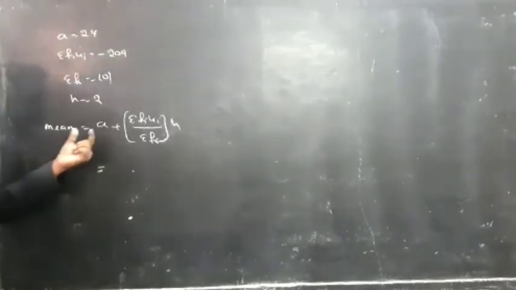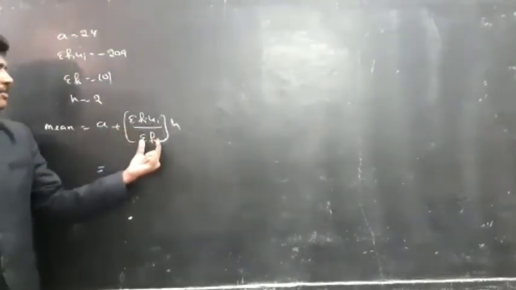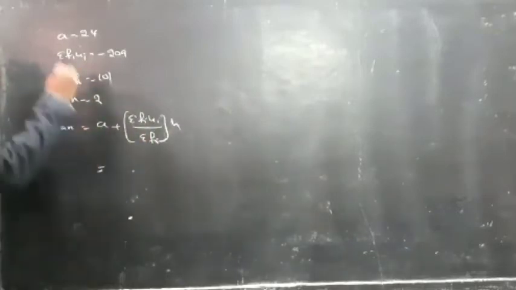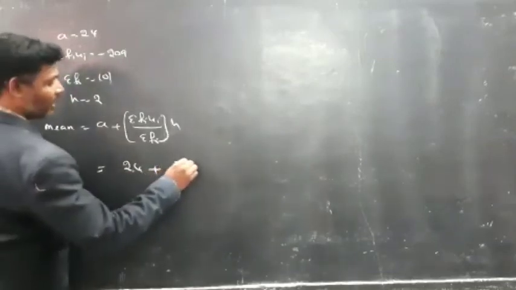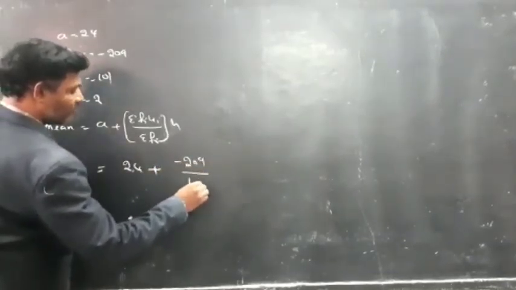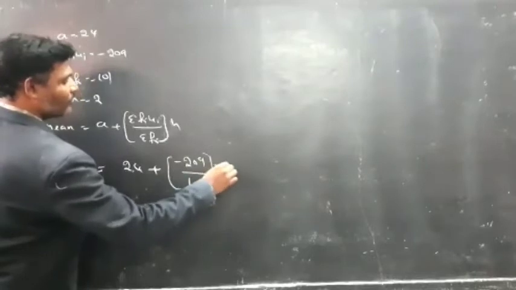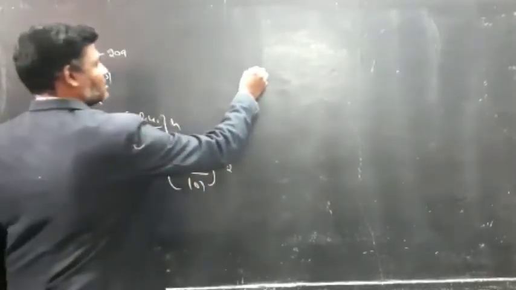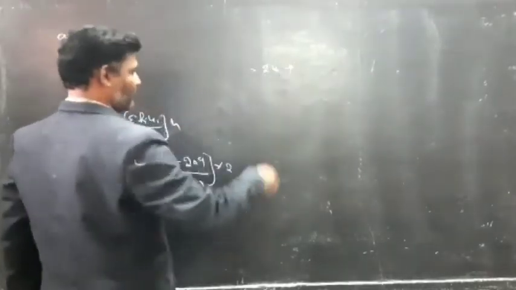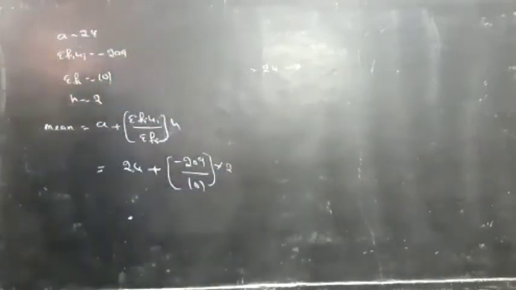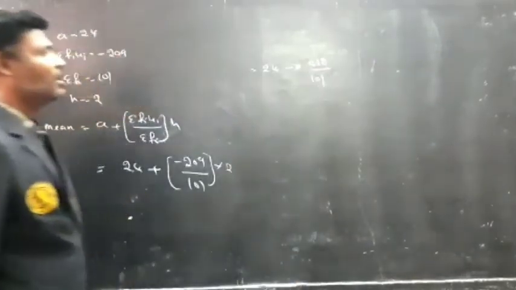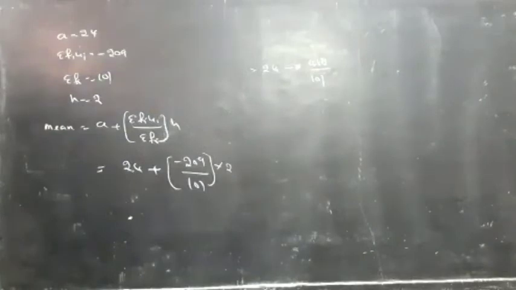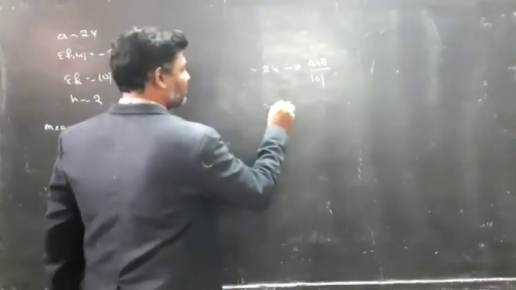So what is the mean here? a plus sigma fi ui by sigma fi into h. That is 24 plus minus 209 by 101 into 2. Now multiply: minus into minus is plus. You will get the answer 418. It means 418 by 101. Now divide 418 by 101. You will get the answer 4.13.